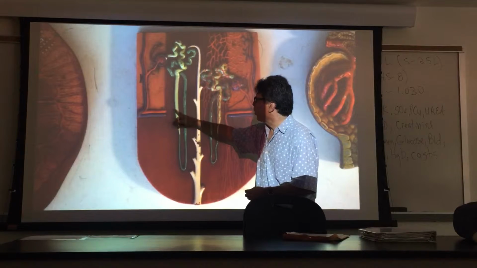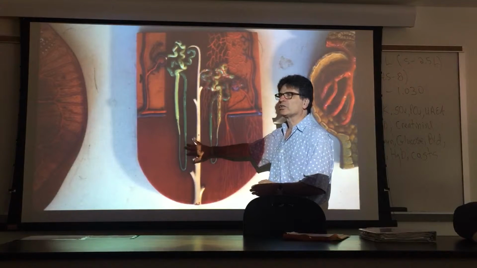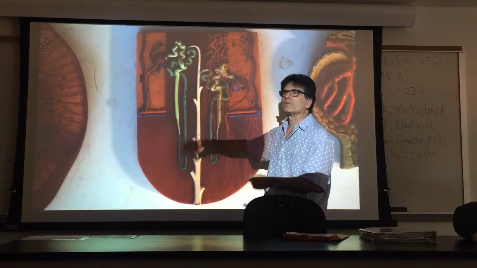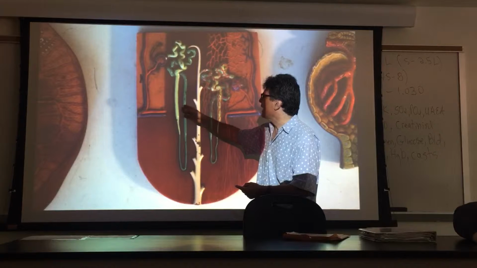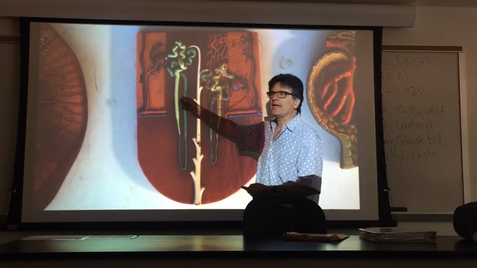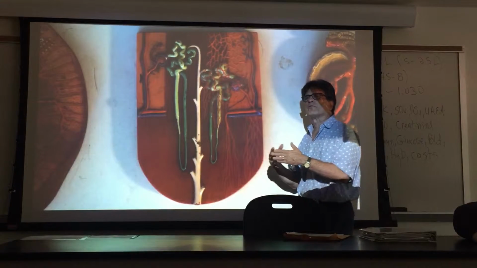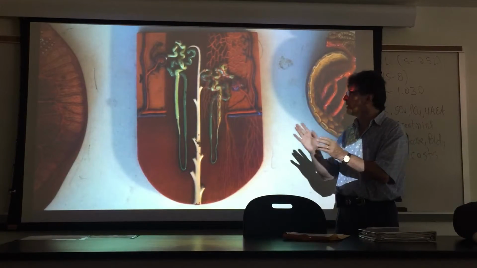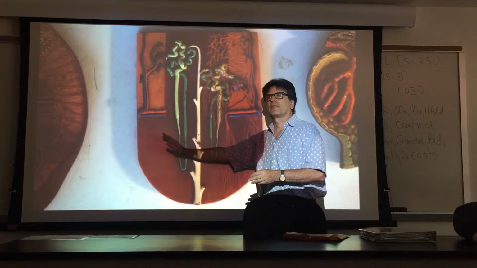The fact that water comes out on the descending side makes it more concentrated, and that enables these pumps to kick out the salts. The more salts that are pumped out on this ascending side helps the descending side get rid of water, because it adds to the osmotic pressure of that interstitial area.